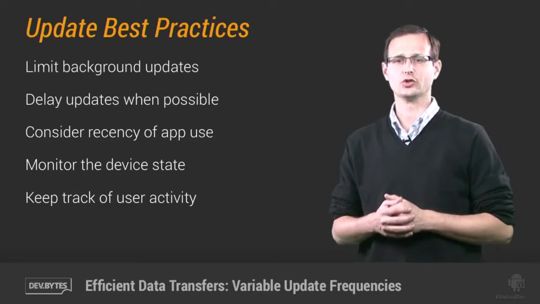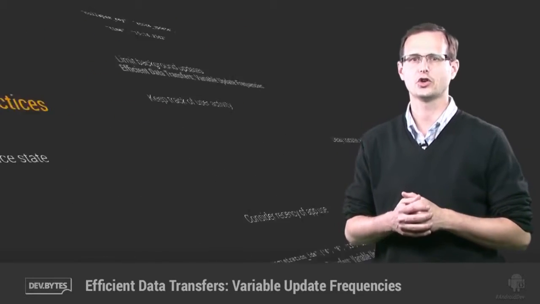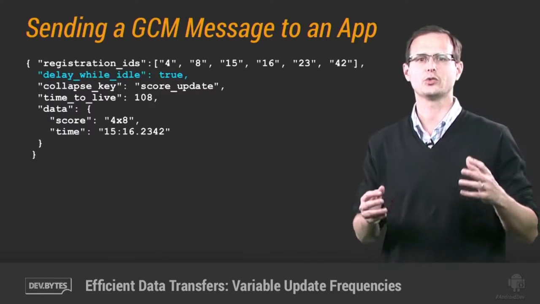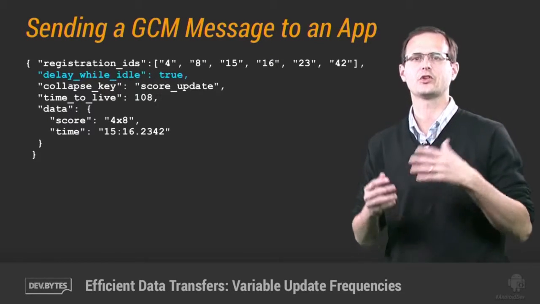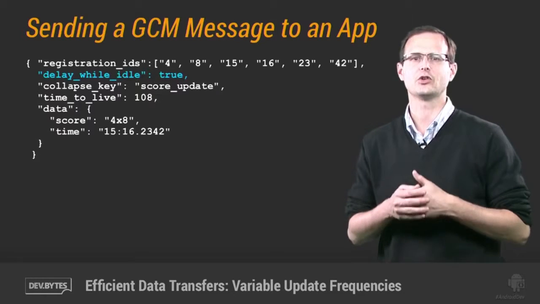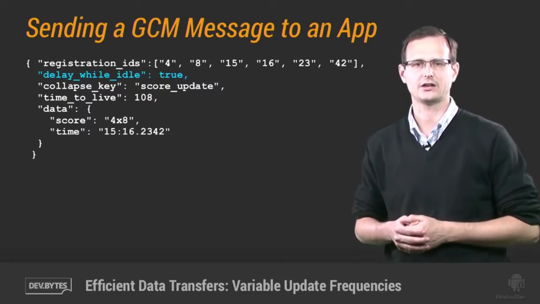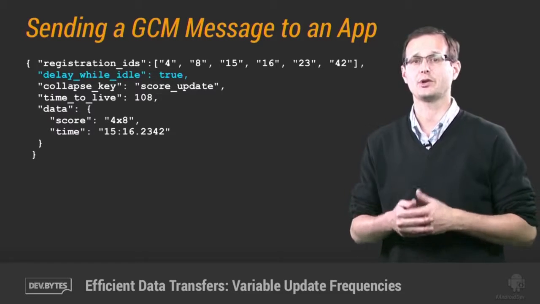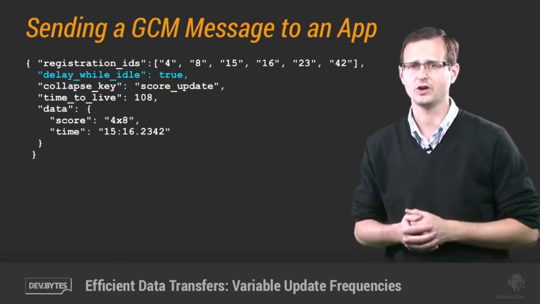In my DevByte on Google Cloud Messaging, you learned that you can set your server messages to be delayed when the device is idle. As a result, your messages will be queued and that queue is collapsed so that your app only receives one message when the device becomes active. Now, that's a useful start as it prevents multiple updates from happening when the user isn't actually using the device.